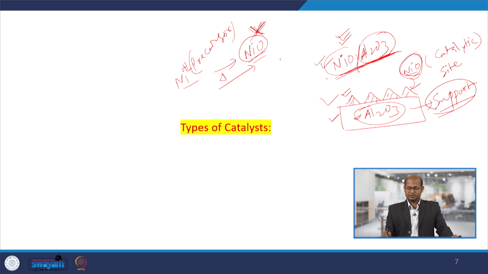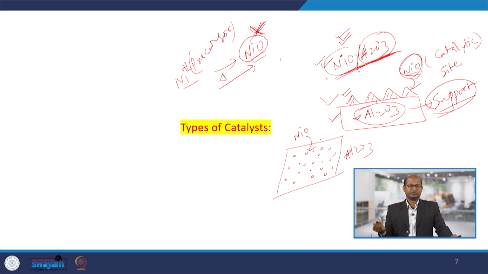This type of material is called a support. It has a large surface area, which we are not using in the other case. So here this alumina has a large surface area, and there we are distributing the nickel oxide at a smaller size. Then the number of active sites will increase. So this is the nickel oxide, this small site.